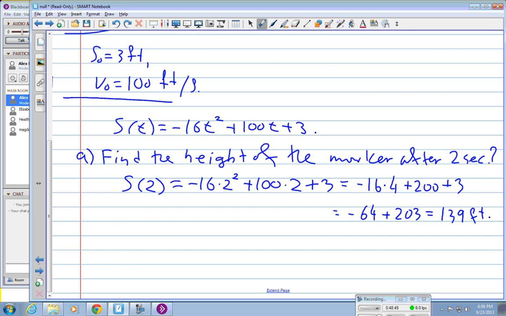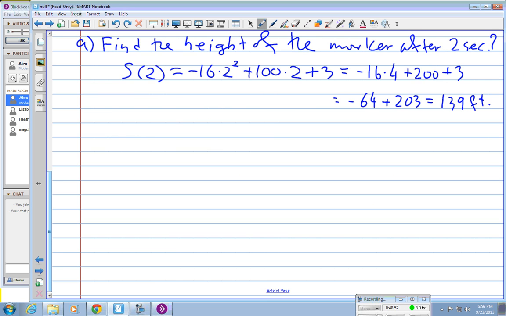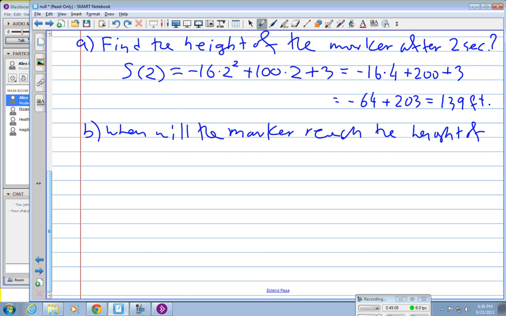Yeah. I can ask you this question now. When will the marker reach the height of, let's say, 50 feet? Right? That would be interesting. So how long does it take for the marker to reach 50 feet? And most likely it will reach 50 feet twice, on the way up and on the way down.